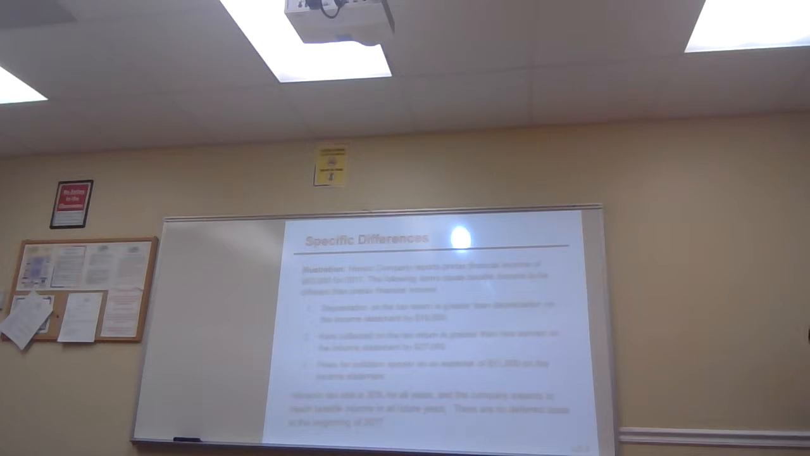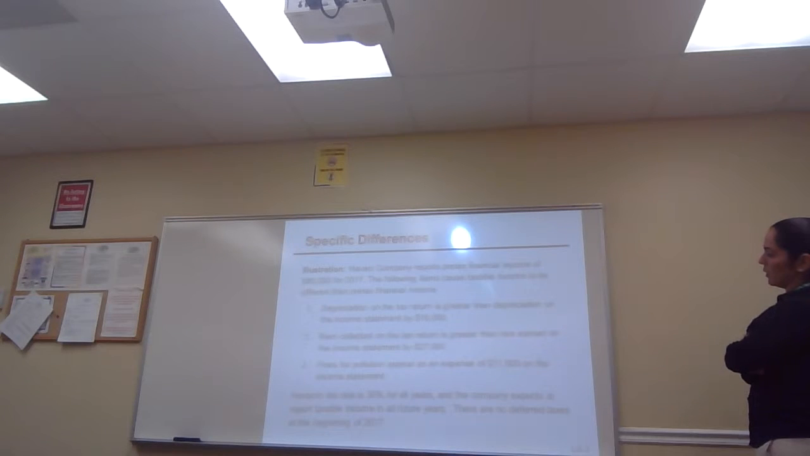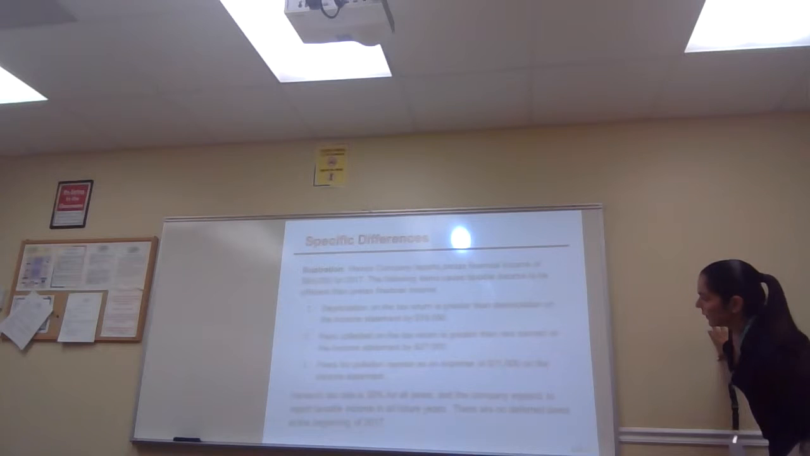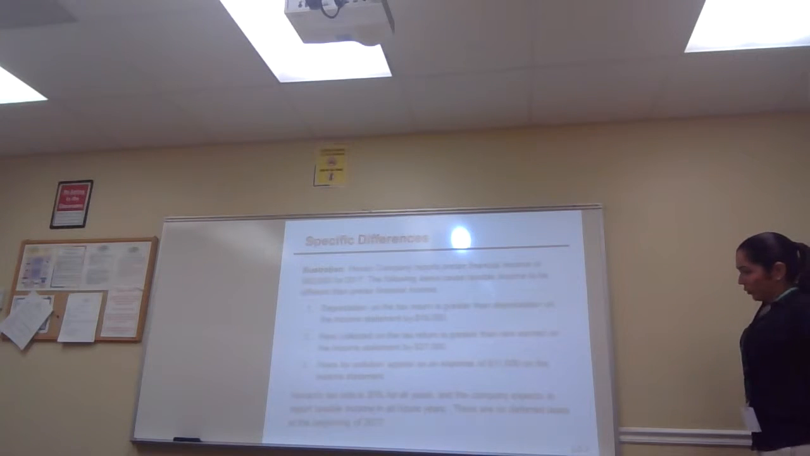So as an example, Havachi Company reports pre-tax financial income of $80,000 for 2017. The following items cause taxable income to be different than pre-tax. Depreciation on the tax return is greater than depreciation on the income statement by $16,000. Rent collected on the tax return is greater than the rent earned on the income statement by $27,000. Fines for pollution appear as an expense of $11,000 on the income statement. Havachi's tax rate is 30% for all tax years, and the company expects to report taxable income in all future years. There are no deferred taxes at the beginning of 17.